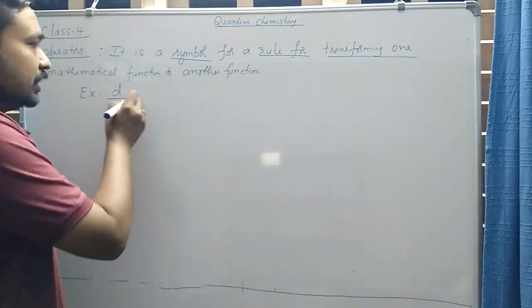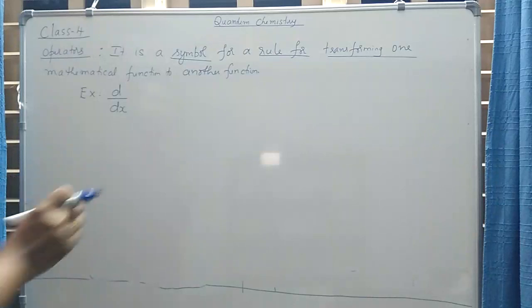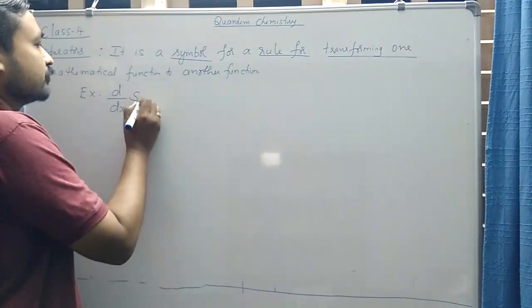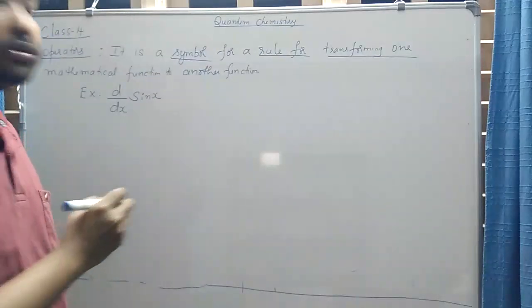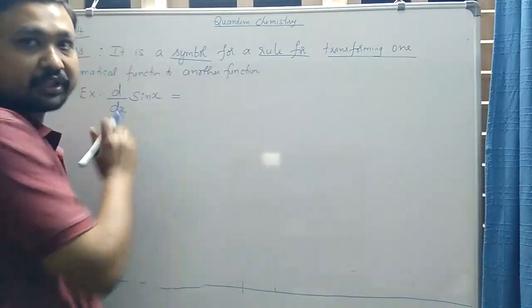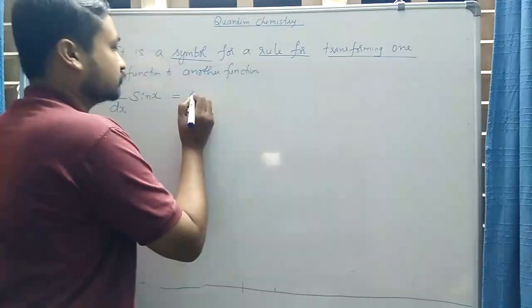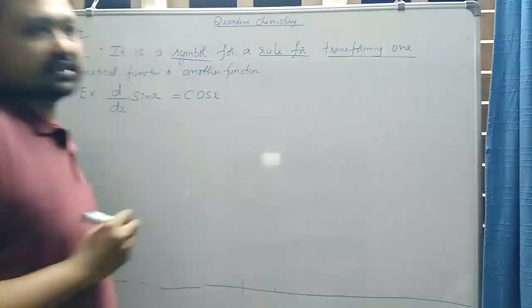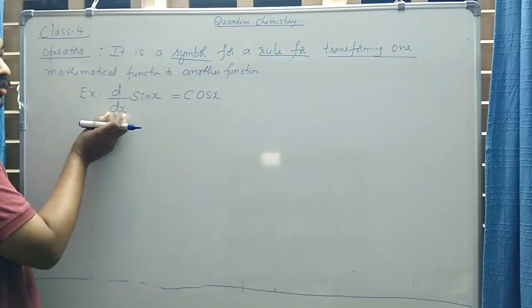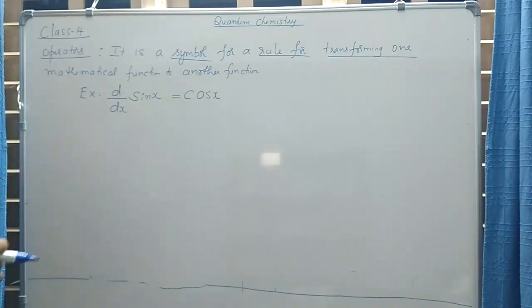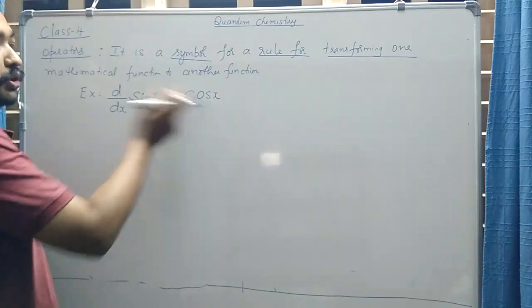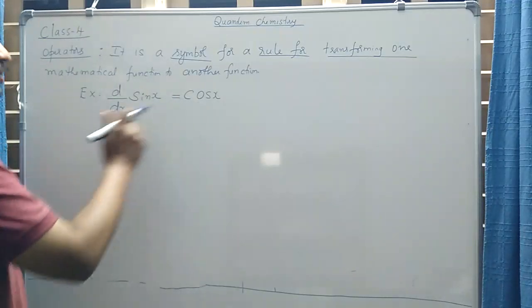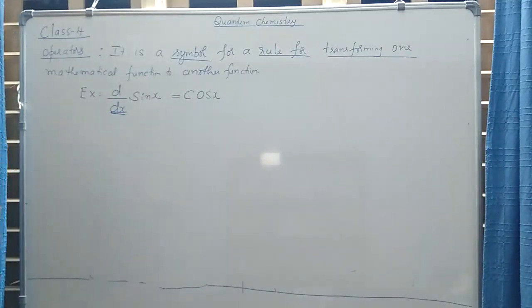But if I write a number, or a mathematical function in front of it, say for example sin x, what does this operator immediately do? The operator will take the first derivative of sin x, that is cos x. So d by dx is an operator. Why? Because it converts one mathematical function, here sin x, into another mathematical function, cos x.